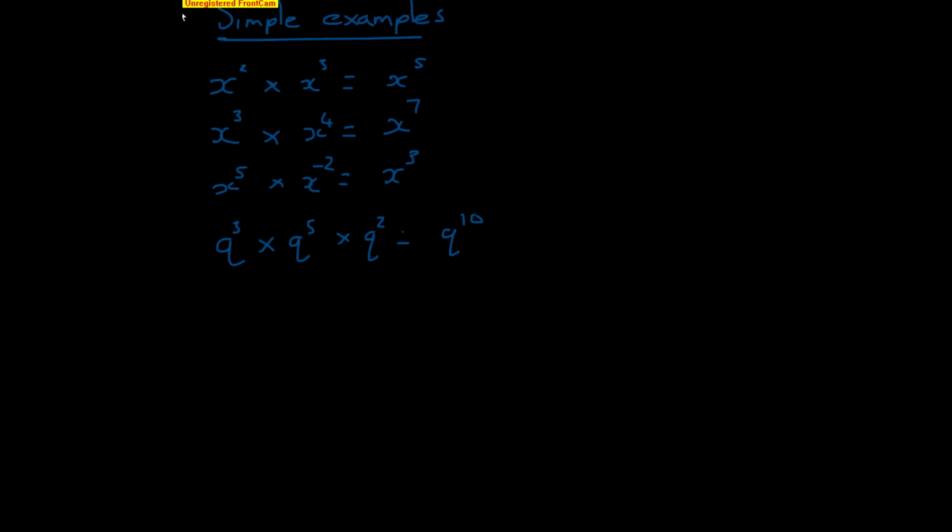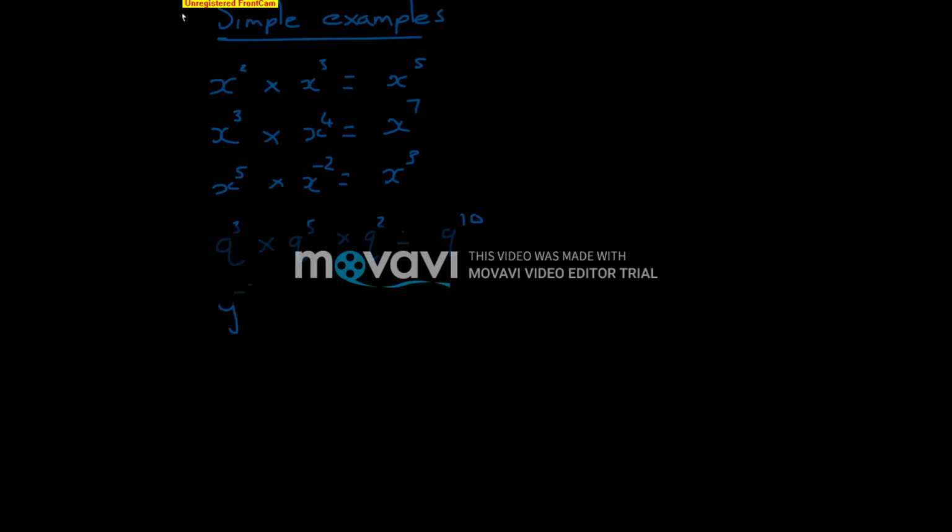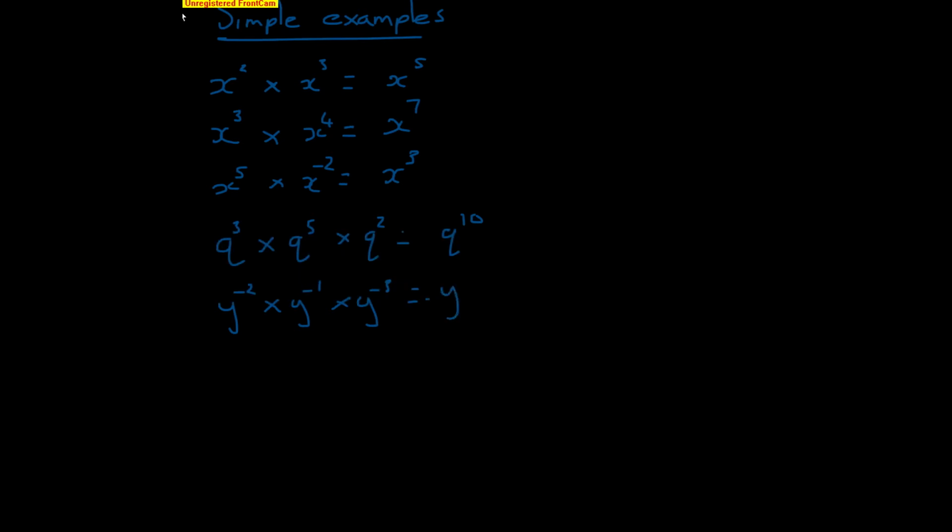Very nice. And let's go for a slightly trickier one. y to the minus 2 times y to the minus 1 times y to the minus 3. Yep, so that's going to give us y to the minus 6. Minus 2, take away 1, take away 3. We're just adding them all together.